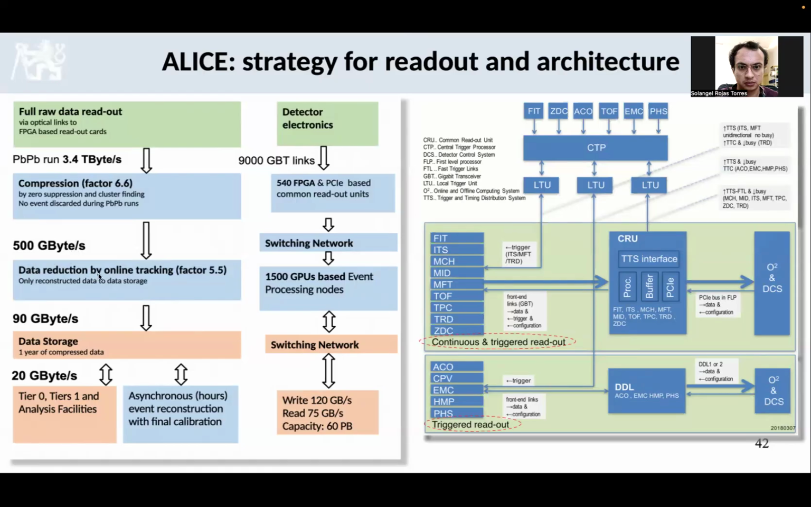And then there's a data reduction, doing online tracking, which does some reconstruction to reduce even more. In the compression it says that there is no event discarded during LED runs. How can you not discard any event and still have a cut from 3.4 terabytes to 500 gigabytes?